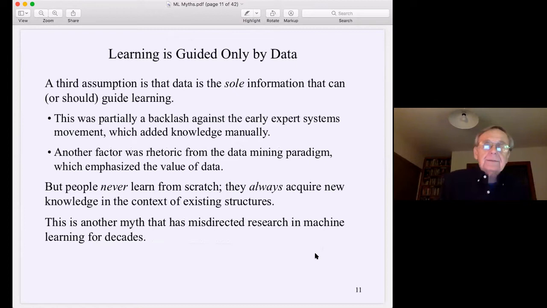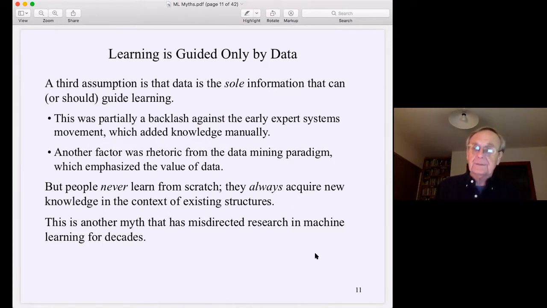Third is that learning is guided only by data. As in, the data, the training cases, are the sole source of information that can or even should guide learning. Again, this isn't universally adopted, but it's pretty widespread. Partly, I think, this was a backlash because with early expert systems back in the 70s and 80s, you had to add knowledge manually, you had to debug them and so on. And you could introduce errors that way. It was very expensive. So if we could do it all with data, that would be fantastic.